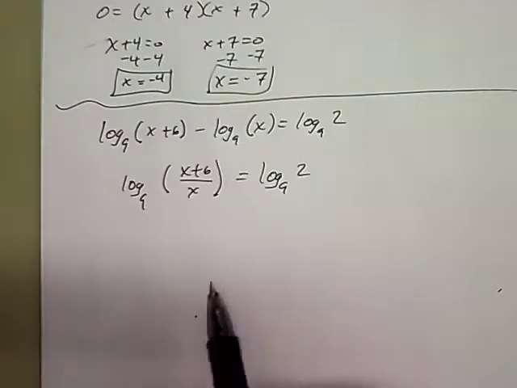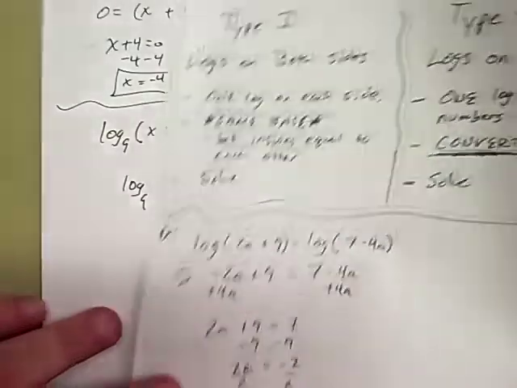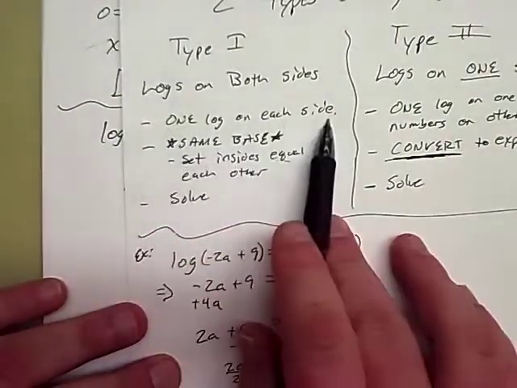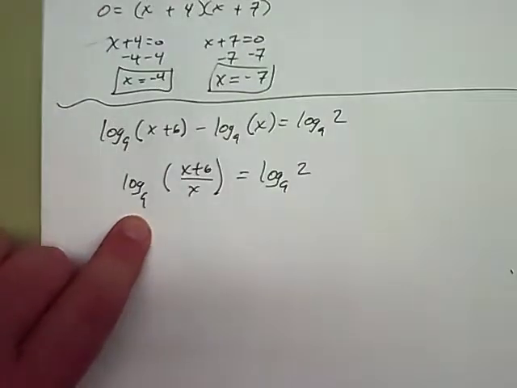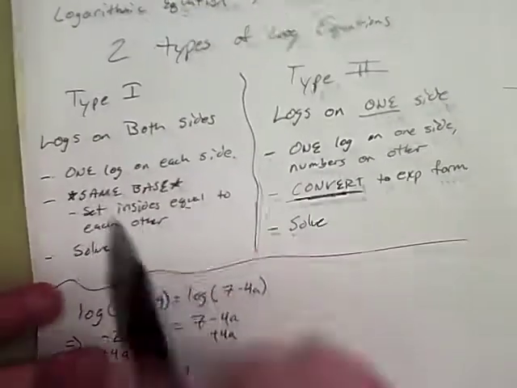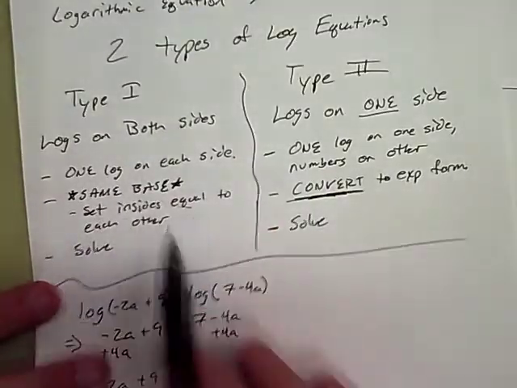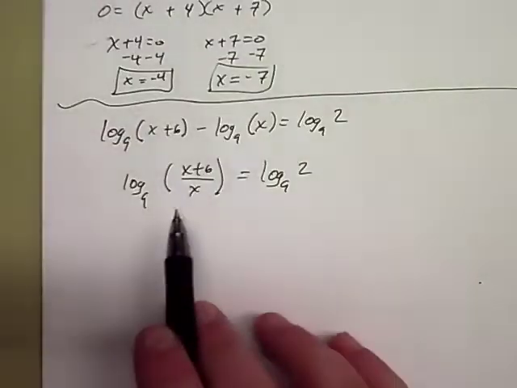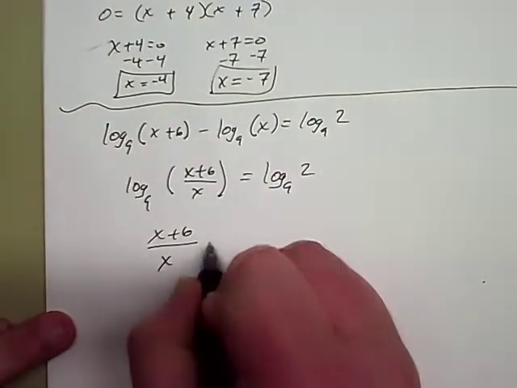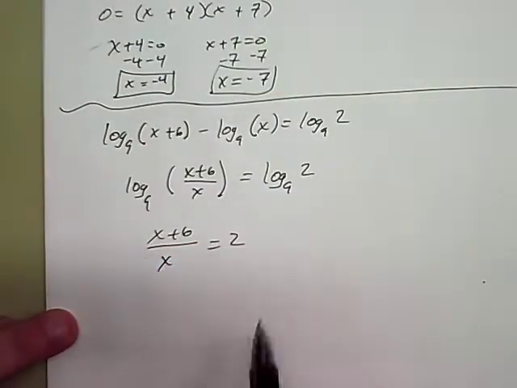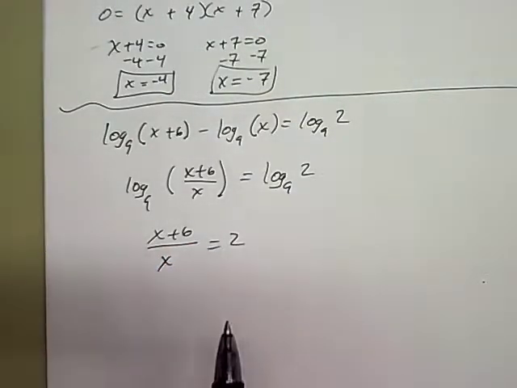Now that I have 1 log on each side, right, so let's go check our steps again. All right, 1 log on each side, check. Same base, log base 9, check. Now I'm going to set the insides equal to each other. So the inside here is going to be equal to this. So I end up with x plus 6 over x equals 2. And now I need to solve this.